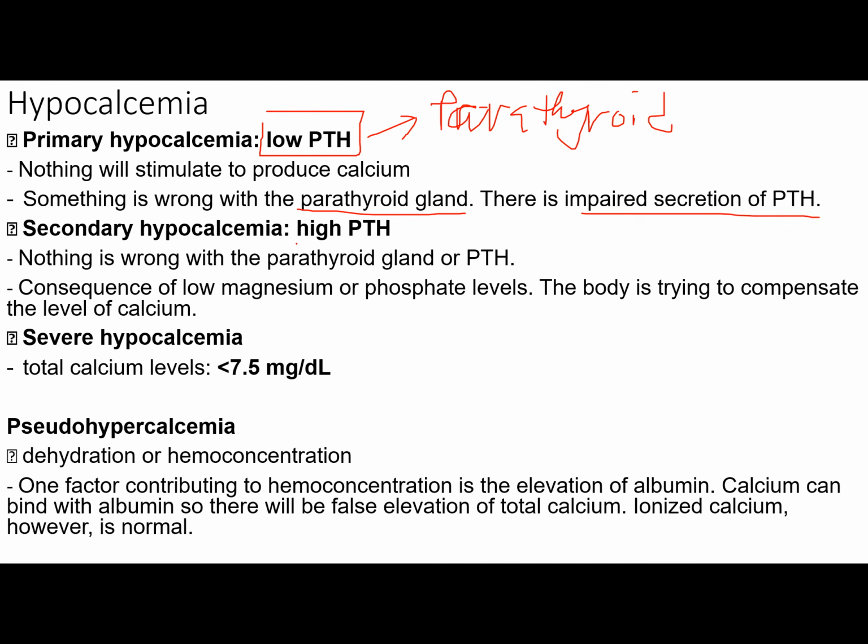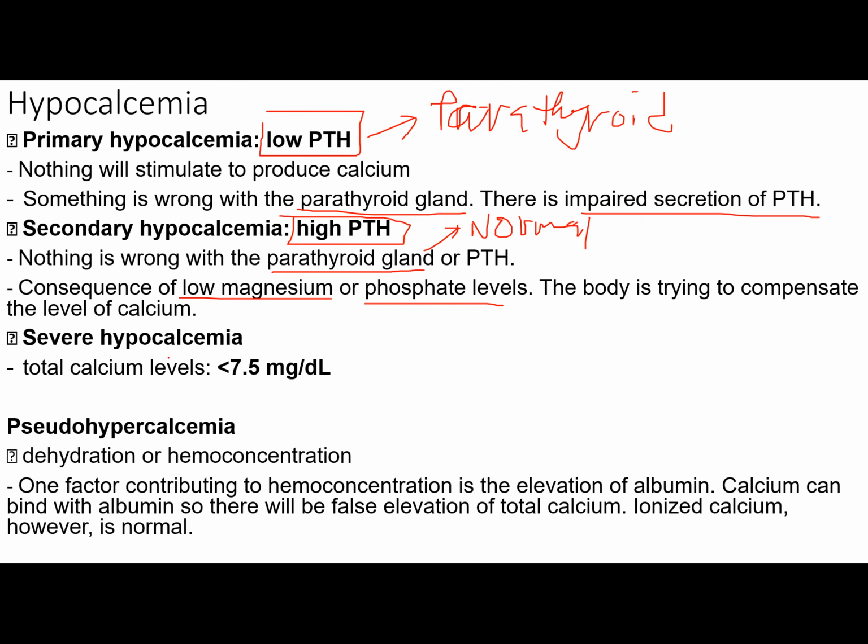While your secondary hypocalcemia is characterized by high PTH. Walang problema ngayon sa parathyroid gland. The parathyroid gland here is normal. So ulitin natin na kapag primary hypocalcemia, there's a problem with the parathyroid. Pag secondary, there's nothing wrong or normal ang parathyroid gland nyo. This is usually caused by a consequence of low magnesium or phosphate level. The body is trying to compensate the level of calcium.